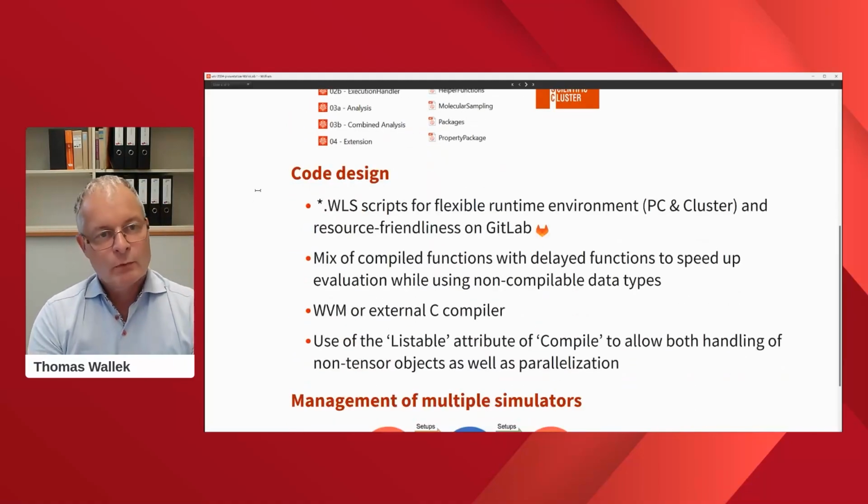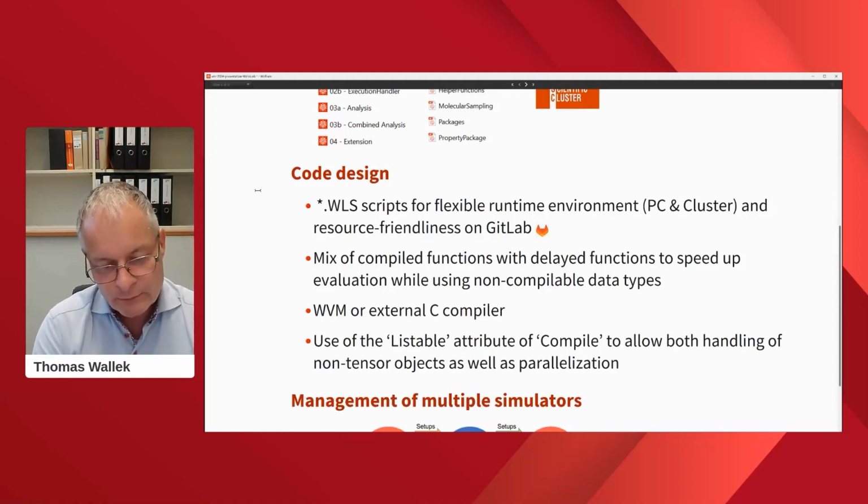To talk about code design, we use mainly Wolfram language scripts instead of notebooks, because these can be used both on a personal computer and the computer cluster, in particular the Vienna Scientific Cluster I talked about, and are also somewhat more resource-friendly when it comes to using GitLab for code management.